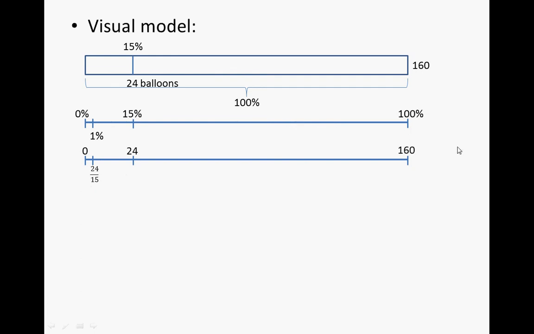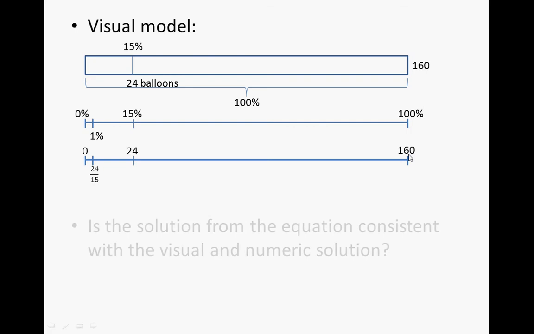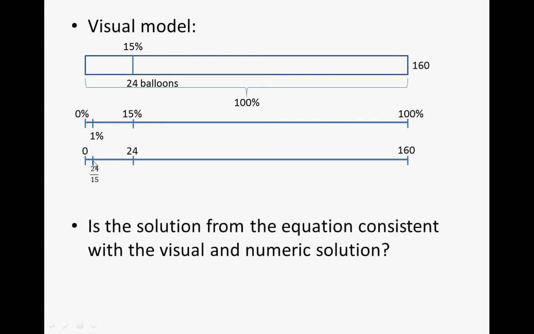Well, then that means to get 160, we would multiply this 100 times. So if we multiply 100 times 24 over 15, we would get 160. So is the solution from the equation consistent with the visual and numeric solution? Well, you should say yes.